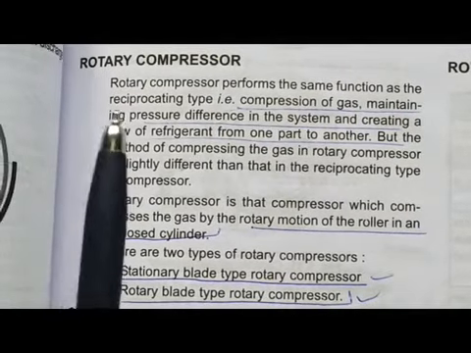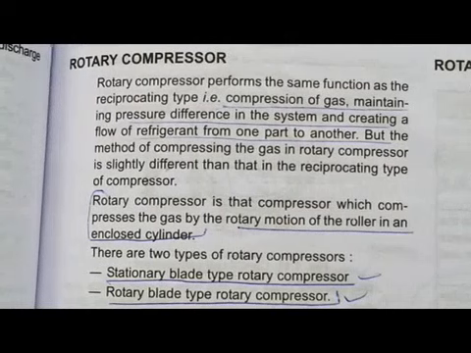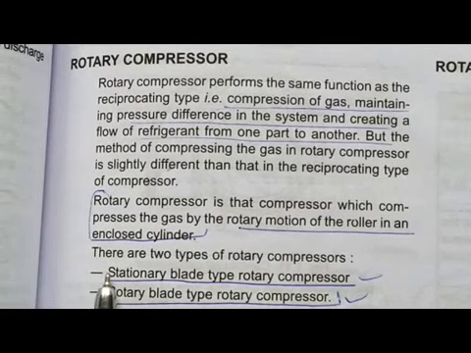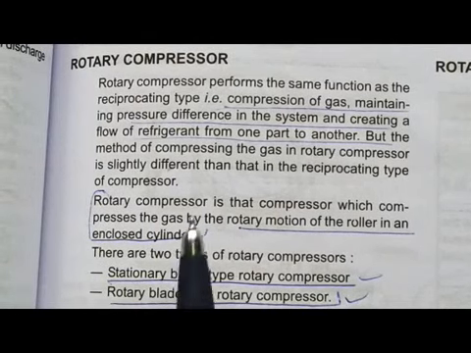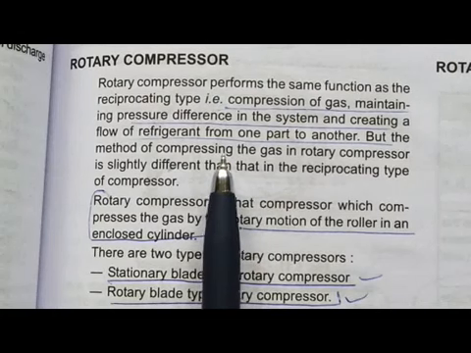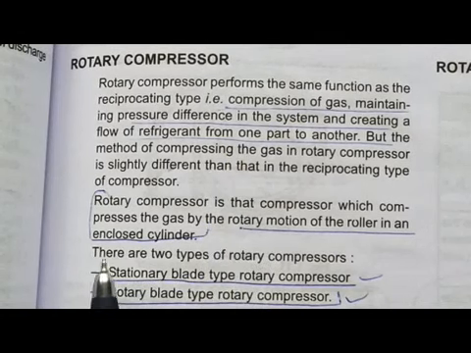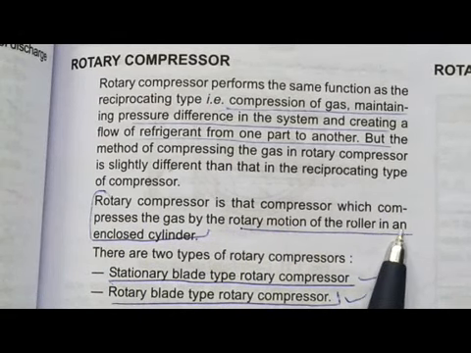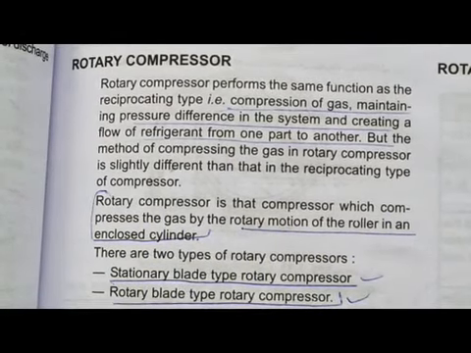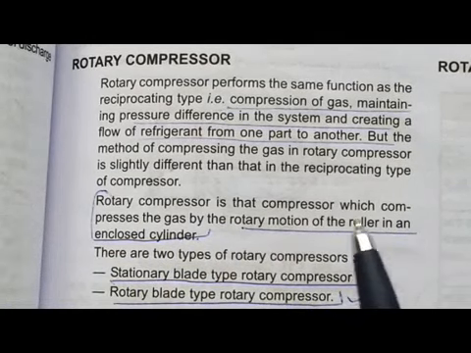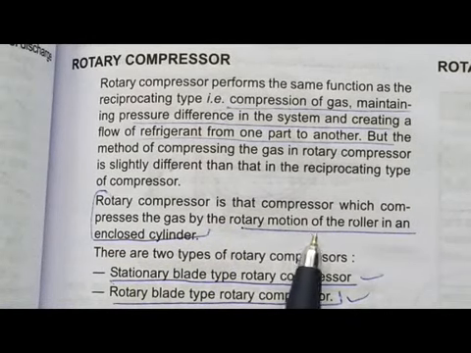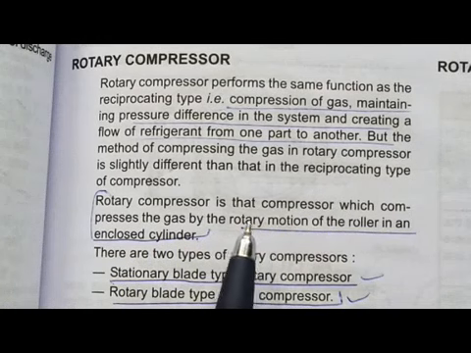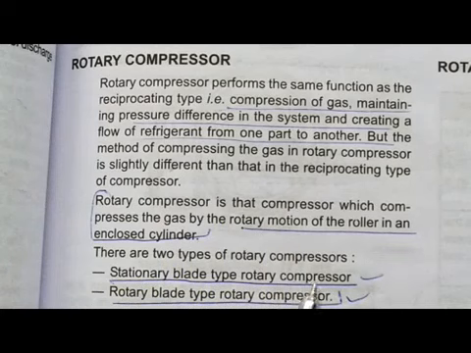Okay, let's see the rotary compressor. A rotary compressor does not use a piston-cylinder arrangement. A rotary compressor is a compressor which compresses the gas by rotary motion of a roller in an enclosed cylinder. There is a roller inside the enclosed cylinder which compresses the gas by rotary motion. There are two types: stationary blade type rotary compressor and rotary blade type rotary compressor.